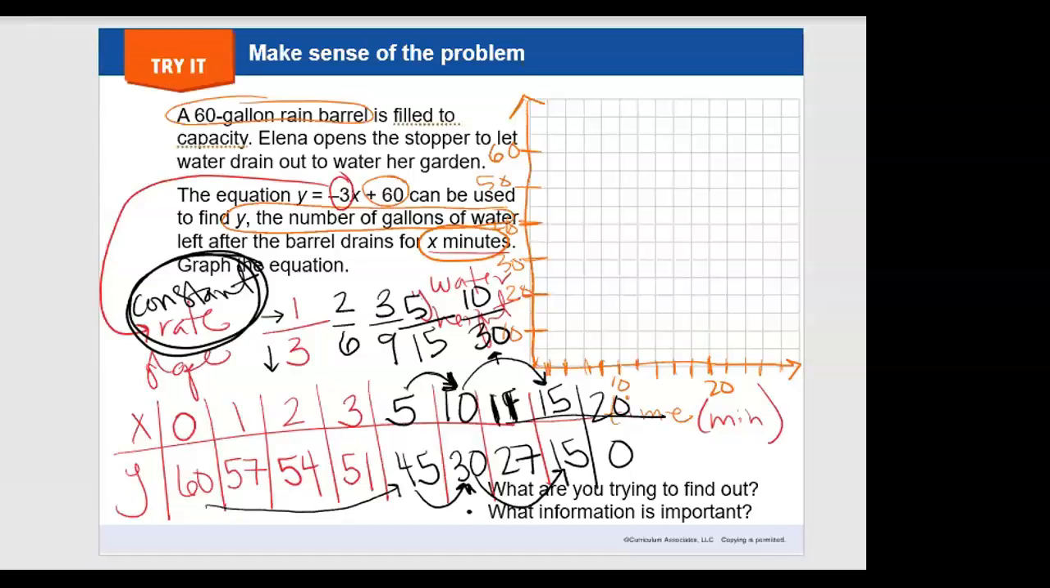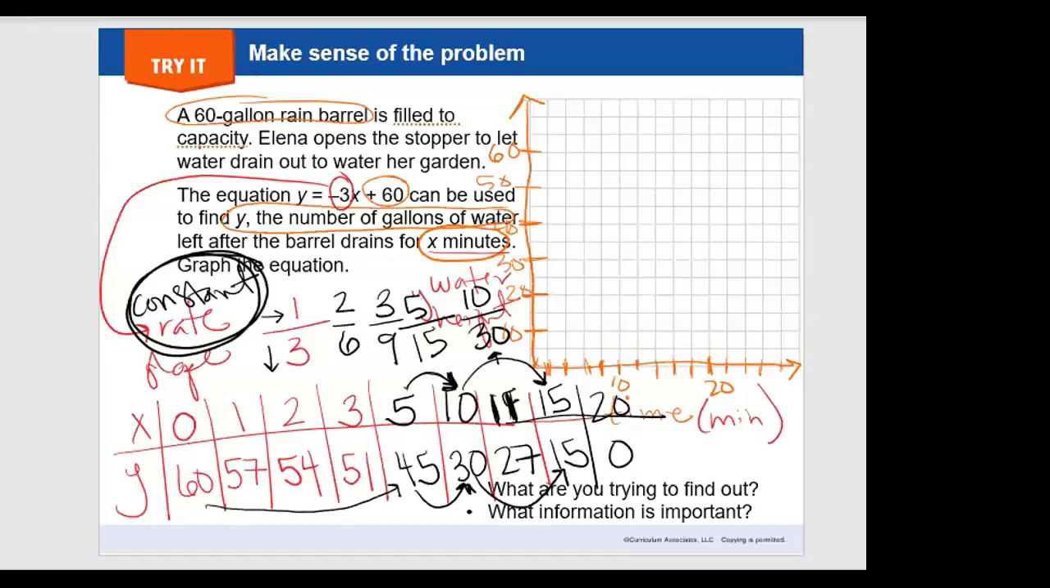Now, what's the shape of this graph going to look like? Is this going to be a wavy line? No. It's going to be a straight line. How do you know it's going to be a straight line? Because the rate is constant. Yeah, love hearing that. Beautiful language, constant rate. Good.